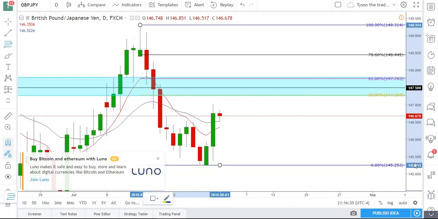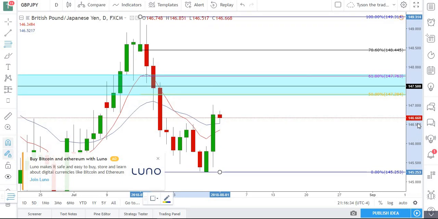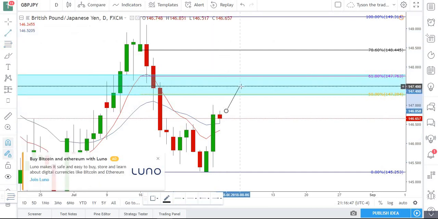As you can see, these levels are quite confluent with our monthly resistance level where price produced a huge bearish pin bar on the monthly chart. So we're going to be waiting for a movement to the upside, something like this, right? And at this level, we're going to be looking for a price action signal.